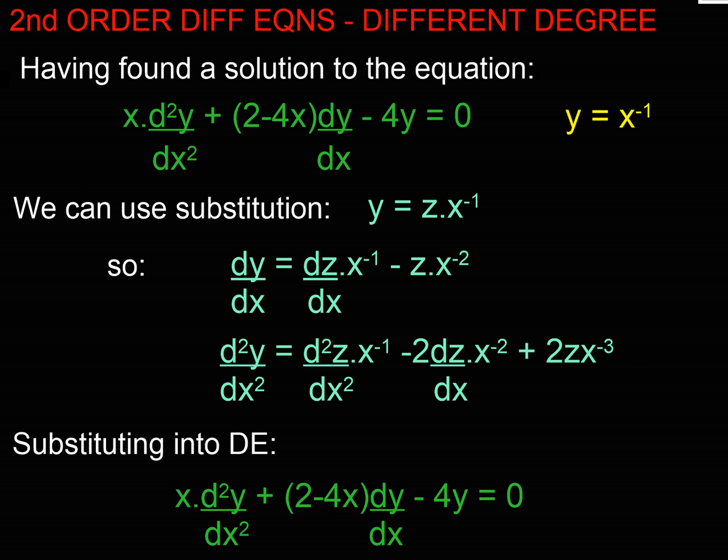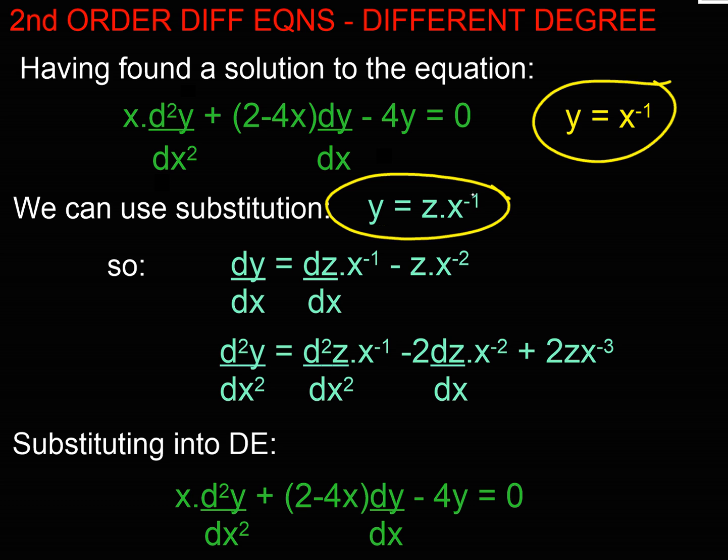So how's that work? Well, if I know that that's a solution or simplification, I can use this substitution here, y equals z times x to the minus 1, where z is a function of x. So what do I do next? Well, I could differentiate that using the product rule, and I'll get dy by dx. I can differentiate it again using the product rule or Leibniz theorem, and I get this expression here. And what am I going to do now?